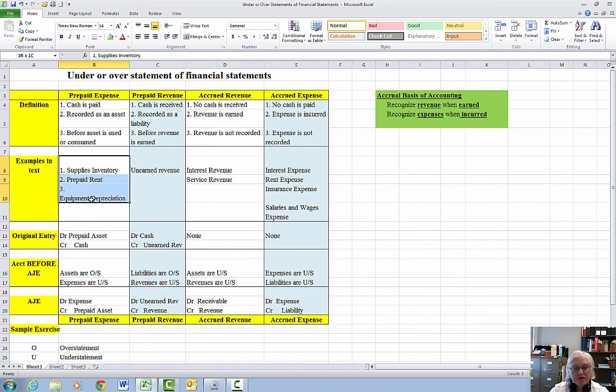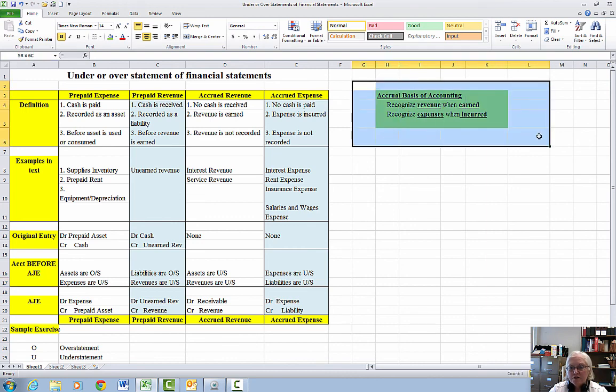Make sure you pay attention to the examples that are in most textbooks. They're in the one I use right now for sure. But the definition is important. The original entry, the adjusting entry, and the accounts, what's wrong with them before you make the entry, are really important, along with why you're doing it to begin with.